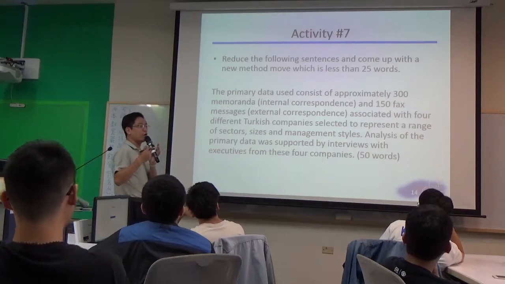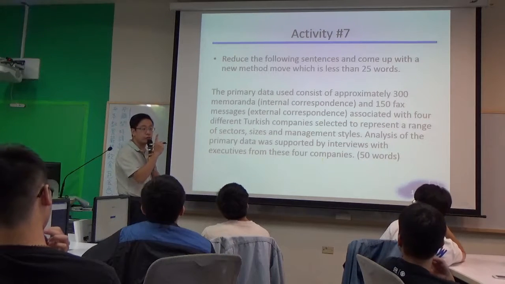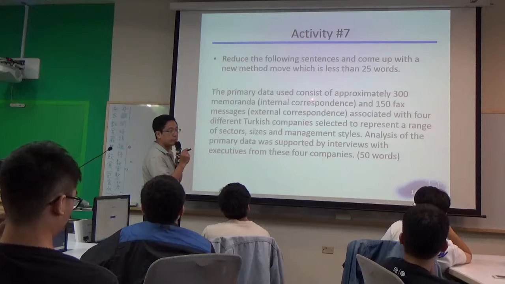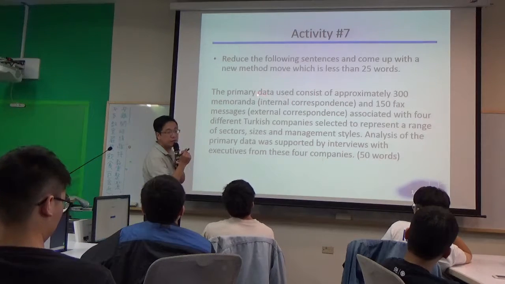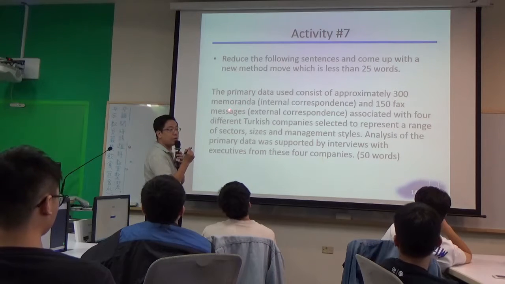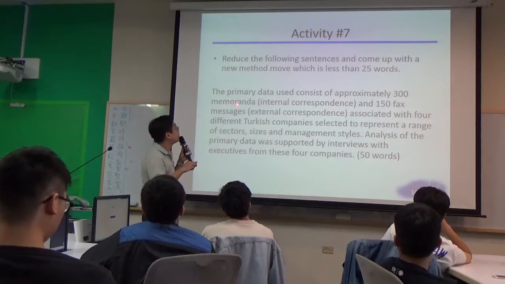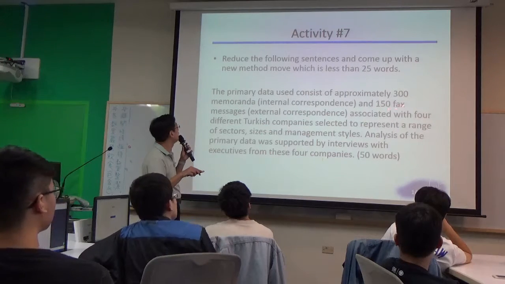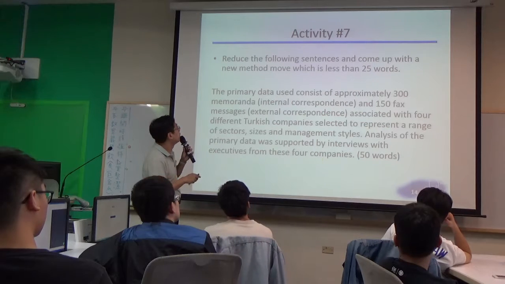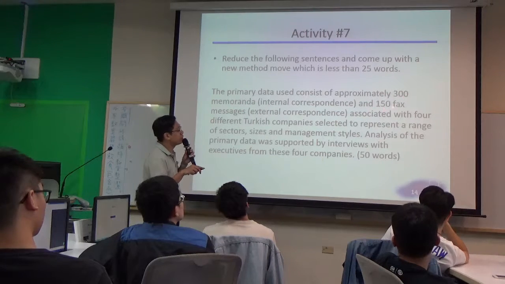Okay. Let me help you to understand this first sentence. The primary data, the first data they used, primary means the most important, the first. It consists of, they have something. What is in your first data? Approximately 300 memoranda. This is a memo. You remember memo, right? The note, if you write down some note. So 300 memo data and 115 fax messages. You know fax, right? You use a telephone to send your data. So the data they used, there are 300 memos and 115 faxes.